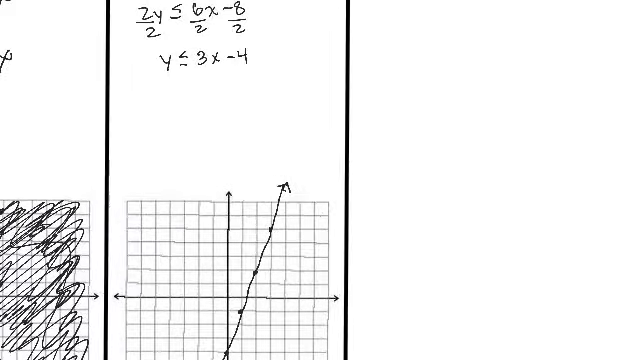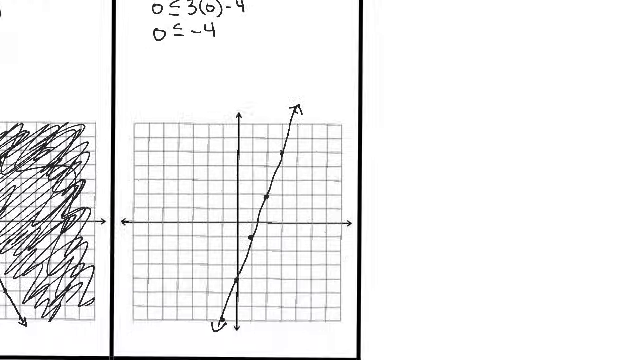And we're going to use the famous 0, 0 to test our points. So put in the ordered pair: 0 is less than or equal to 3 times 0 minus 4. And that leaves us with 0 is less than or equal to negative 4. And that's not true. So we're going to shade away from 0, 0.